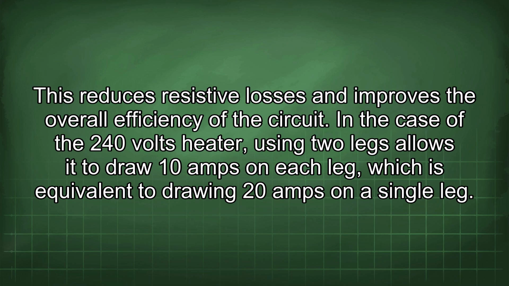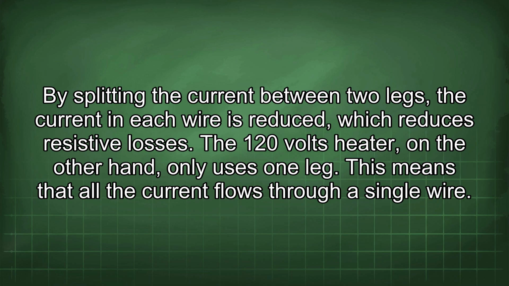In the case of the 240 volts heater, using two legs allows it to draw 10 amps on each leg, which is equivalent to drawing 20 amps on a single leg. By splitting the current between two legs, the current in each wire is reduced, which reduces resistive losses.